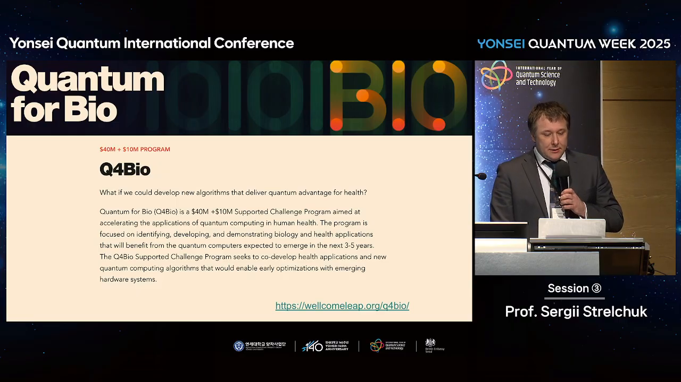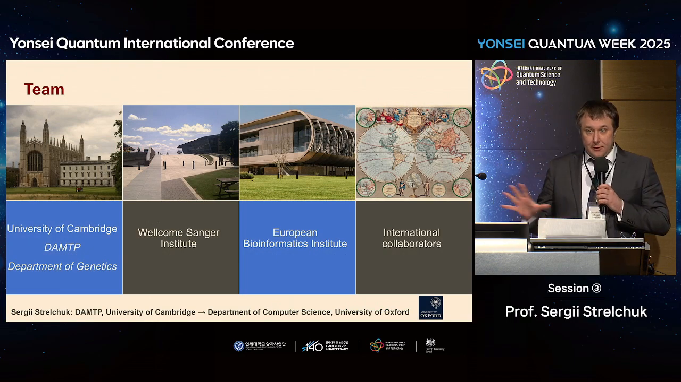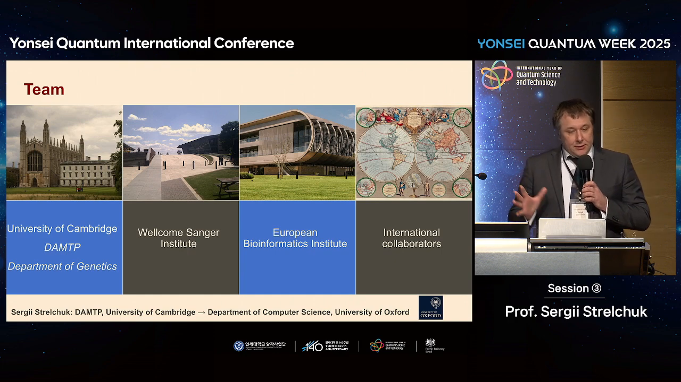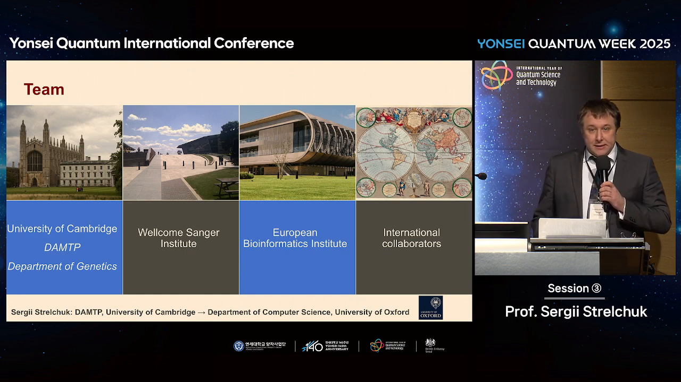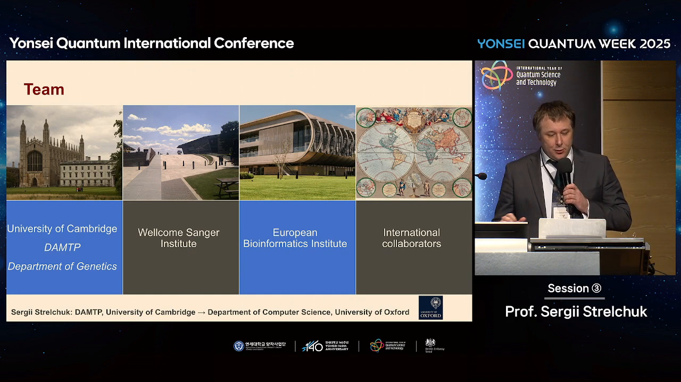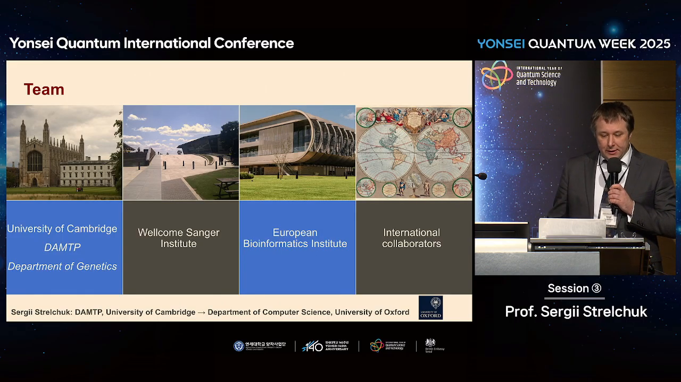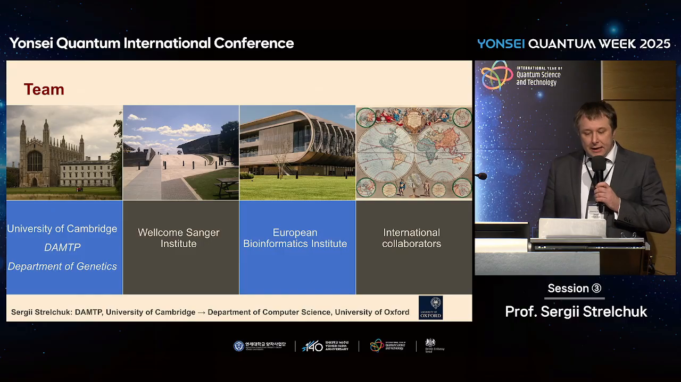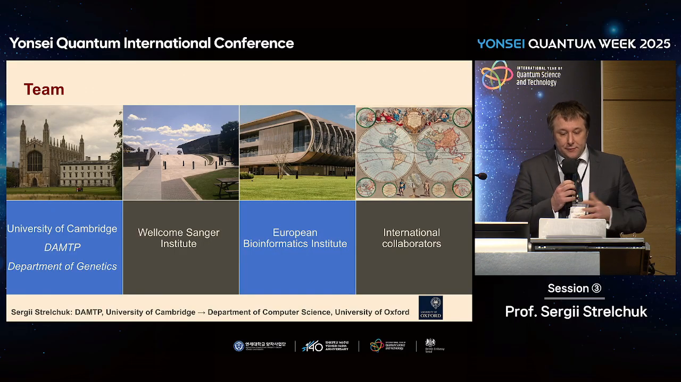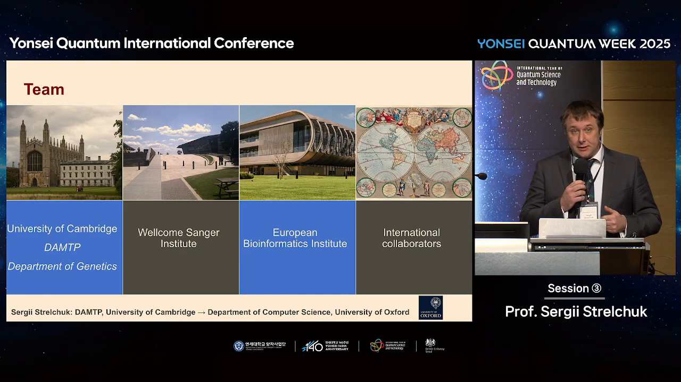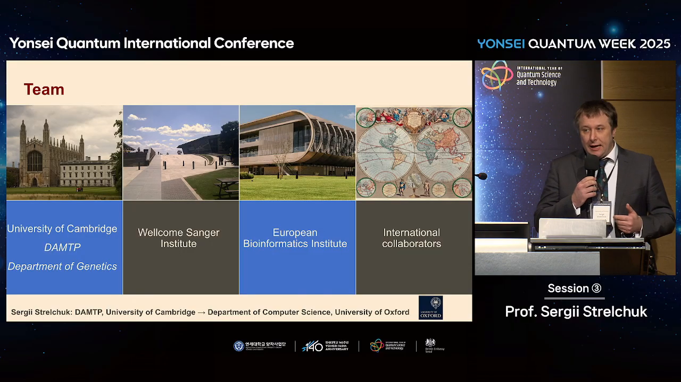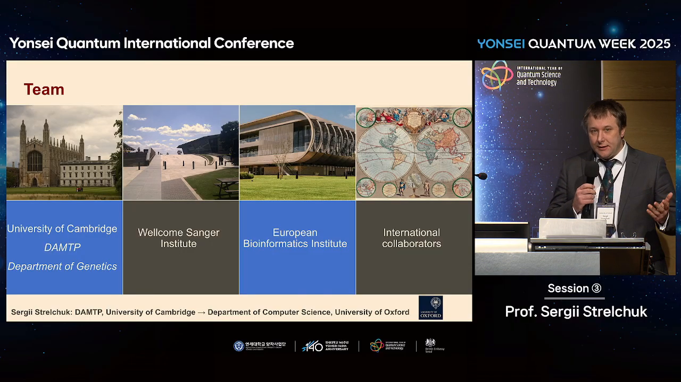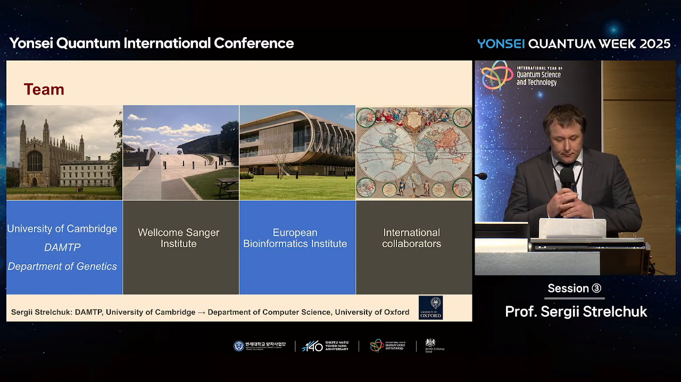We assembled a remarkable team across a number of institutions, primarily based in Cambridge: the University of Cambridge Department of Genetics, and my recent home in the Department of Applied Mathematics and Theoretical Physics. Now I have moved to the Department of Computer Science in Oxford. I work very closely with wonderful colleagues at the Sanger Institute, the European Bioinformatics Institute, and many colleagues across the globe in Australia, in Melbourne, and in Kiev, Ukraine.